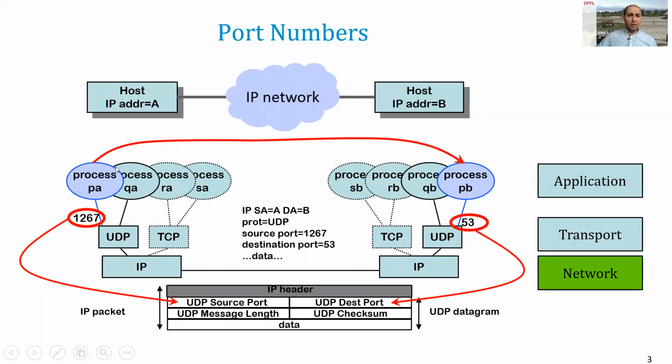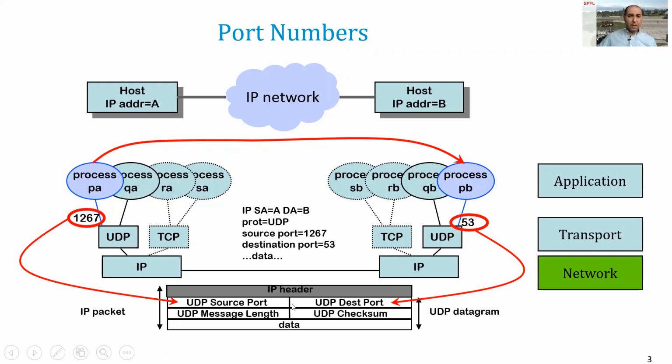Now, the process PA has a port number. The port number of this process is 1267. So when UDP receives data from this process, it takes the data. Here we can see the application data at the bottom, but UDP adds its own header to this data. So it adds what we call the UDP header. Within this header, we find the UDP source port and the UDP destination port. The source port is the port associated with the application sending this data, and the destination port is the port assigned to the application that will receive this data.